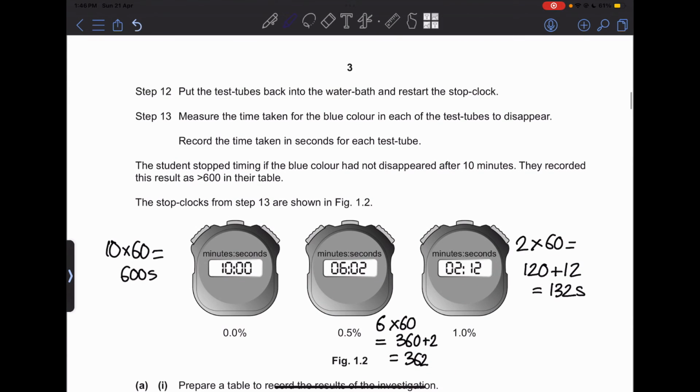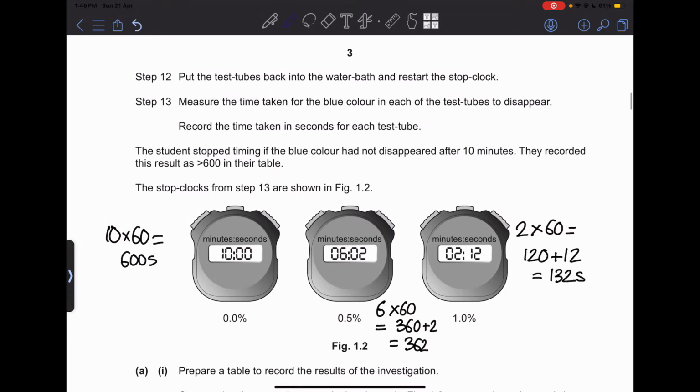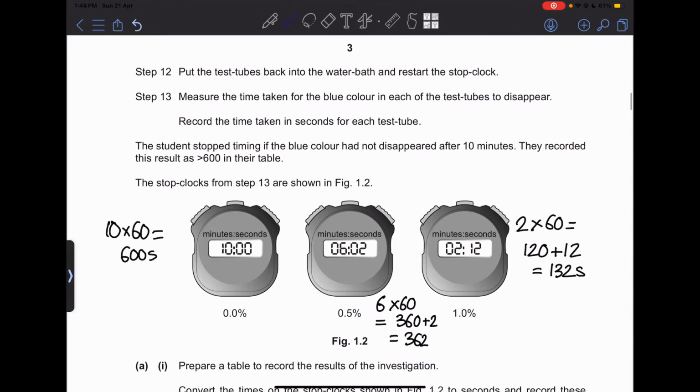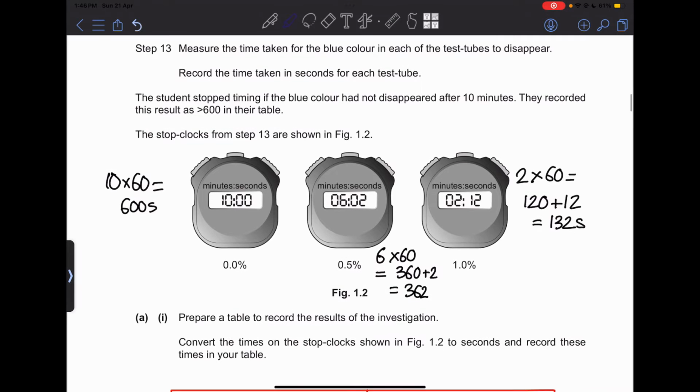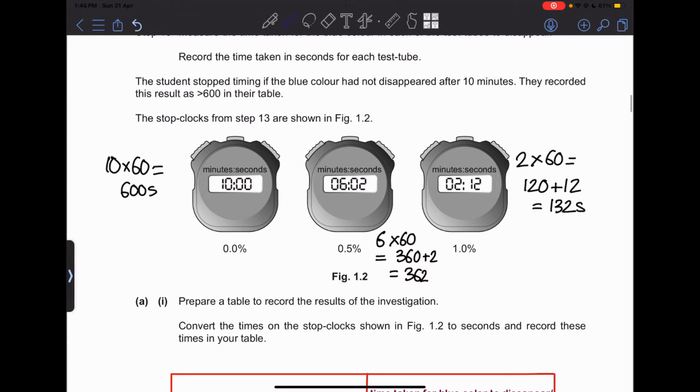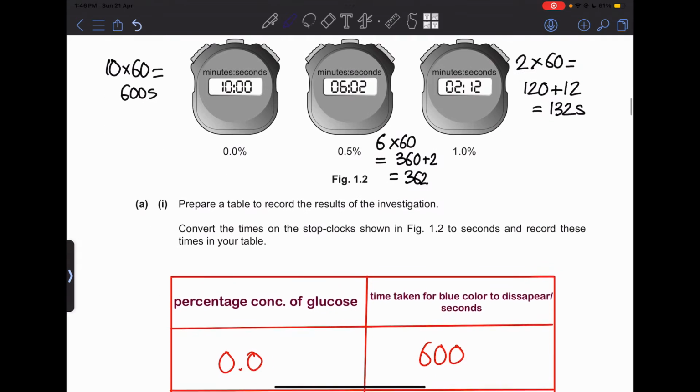Now, step 12 says, put the test tubes back into the water bath and restart the stop clock. Step 13 says, measure the time taken for the blue color in each of the test tubes to disappear. Record the time taken in seconds for each test tube. The students stopped timing if the blue color had not disappeared after 10 minutes. They recorded this result as 600 in their table. The stop clocks from step 13 are shown in figure 1.2.